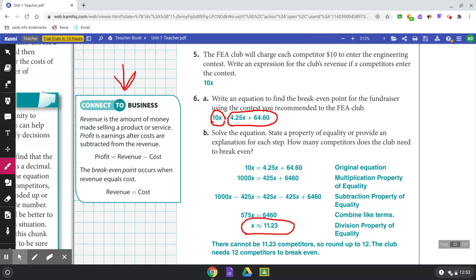If I were to say round 11.23, you would round to 11. But in this case, you don't want to round down because then your revenue would not be the same as your cost. Okay, so in order to break even, they're going to have 12 competitors. So their revenue is going to be a little bit more than their cost. I'm sorry, revenue and profit, same thing.